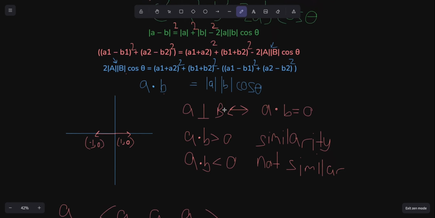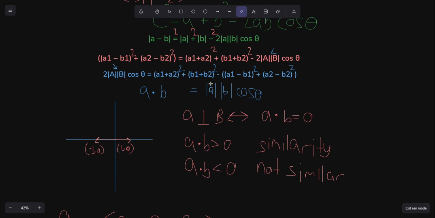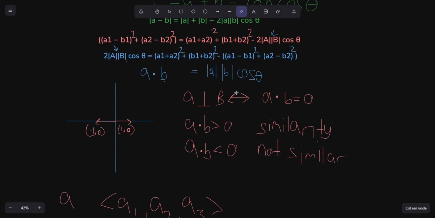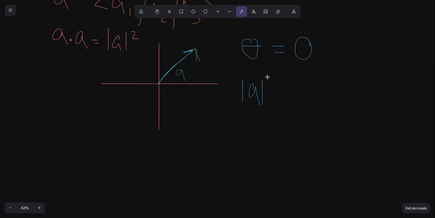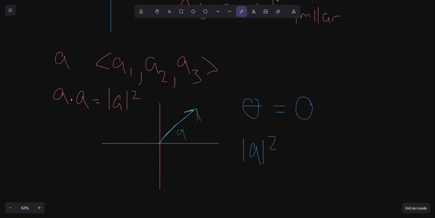So if I plug this into my other equation, the magnitude of A times magnitude of B times cosine of theta, instead of A dot B, this is going to be A dot A. And instead of the magnitude of B, it's going to be the magnitude of A. And cosine of 0, because the angle between them is 0, is equal to 1. And therefore, this is just going to be the magnitude of A squared. So you can think about the dot product geometrically as well as algebraically, which is really, really nice.